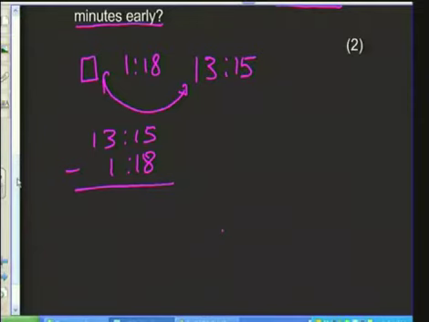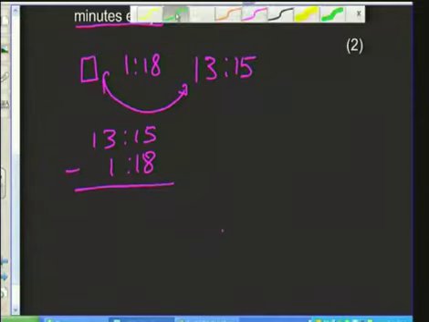So we've got our 13 hours and 15 minutes, and we need to minus 1 hour and 18 minutes. And that's what we need to do. Now this is time, and I'm going to show you how you can do it using your calculators, but let's do it without the calculator button first. I'll come back to the calculator button.